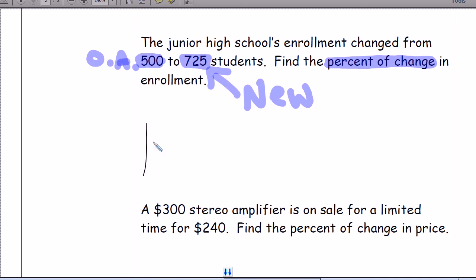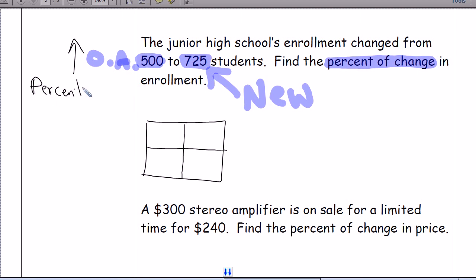So to fill out my proportion box, first I have to figure out if this is going to be a percent of increase or decrease. Did it go up or did it go down? It started at 500, the enrollment, and now there's 725 students. So it went up. So this is going to be a percent of increase.